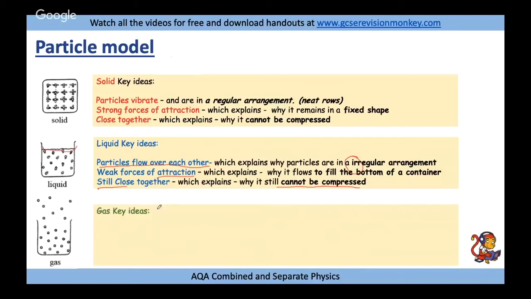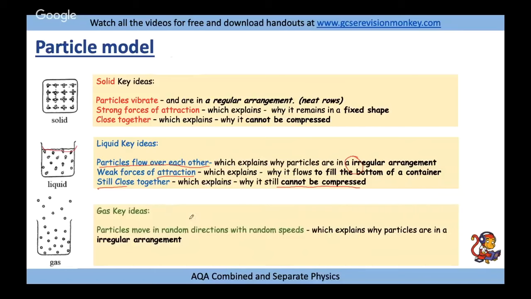Now key gas ideas then. So particles move in random directions with random speeds. This explains why particles are in an irregular arrangement. They move randomly. There are no forces of attraction. This explains why it fills the whole container when I put it in a box.